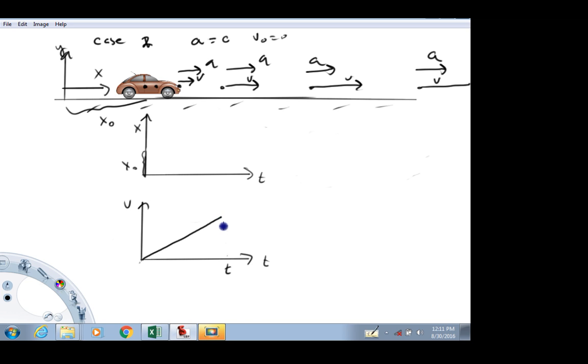Now, as far as finding the equation for this line, we can do that just by writing out what acceleration is. Acceleration is change in velocity over change in time. If I solve this for the delta v, we get acceleration times delta t. Now, change in anything can be written final minus initial. So this change in velocity can be written v final minus v initial. But in this example, the v initial is 0.